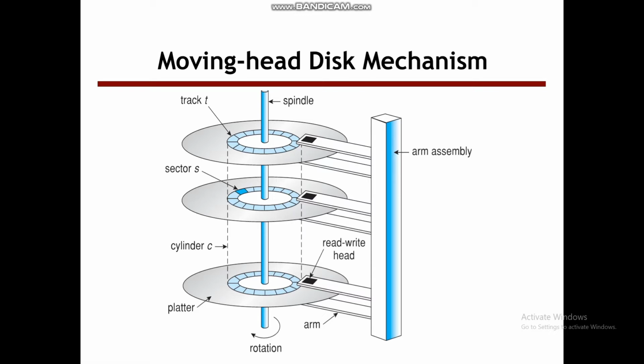The heads are attached to the disk arm, with all the heads moving as a unit. The storage capacity of a common disk drive is measured in gigabytes. Next, I'll tell you an important term, which is known as the seek time. It is the time taken to position the head at the desired track. Normally, when we are calculating with the disk scheduling algorithms, we will be calculating the seek time, which is the time to position the head at the desired track.